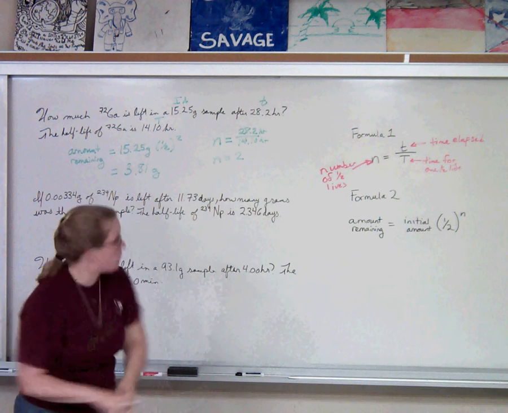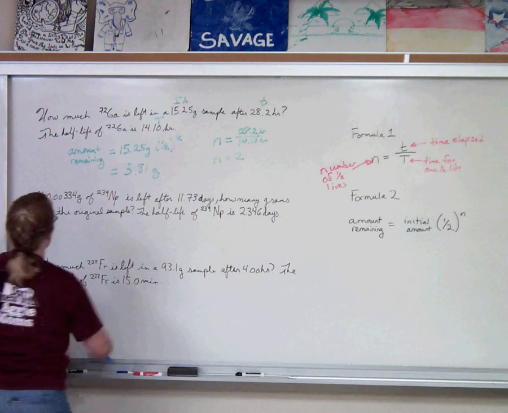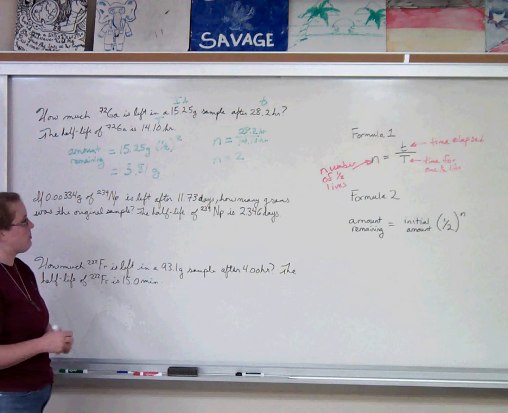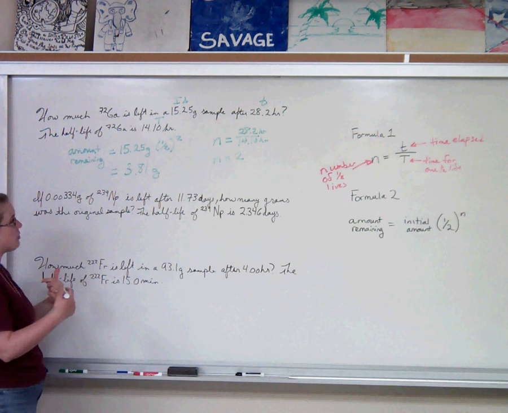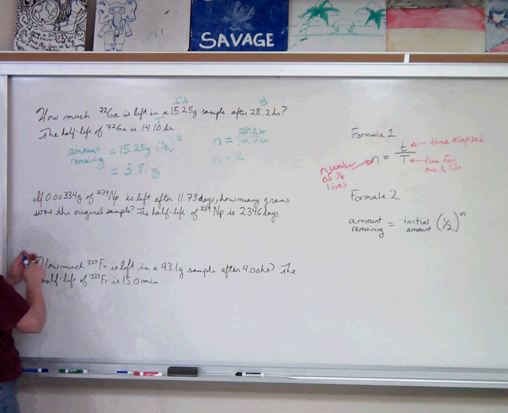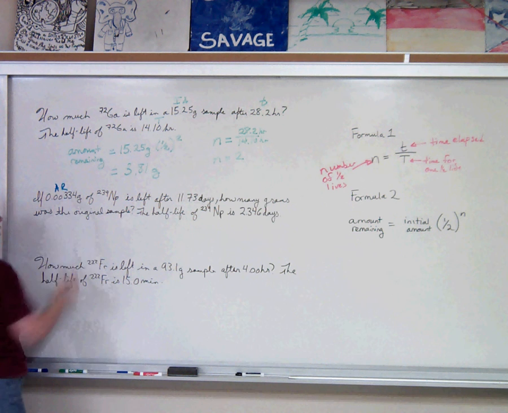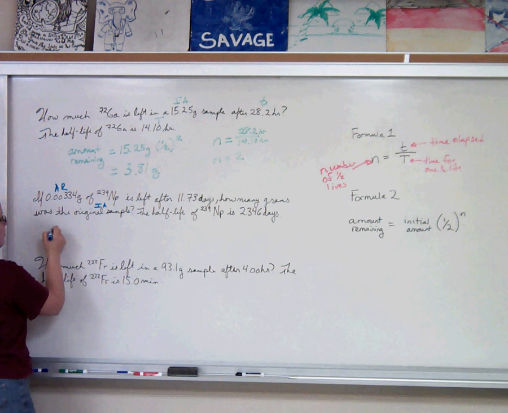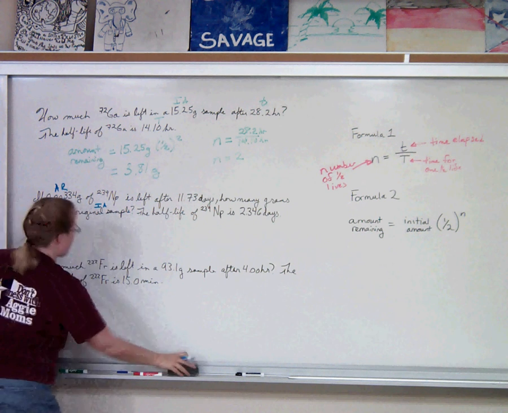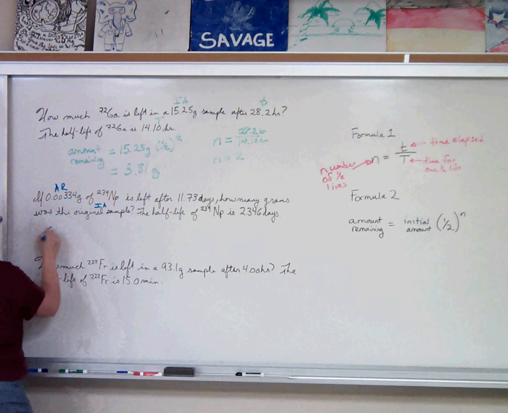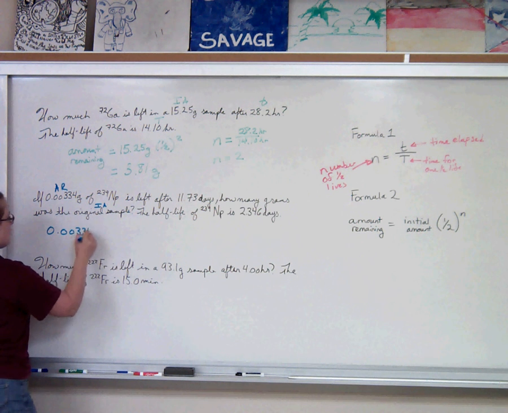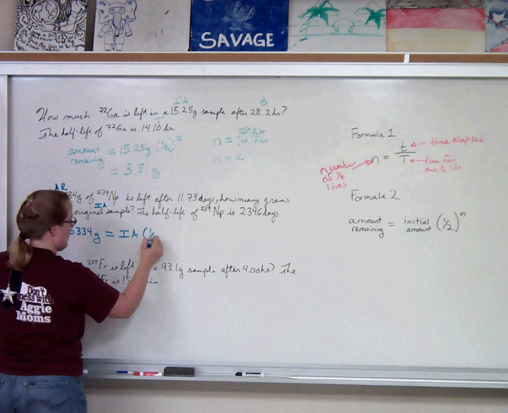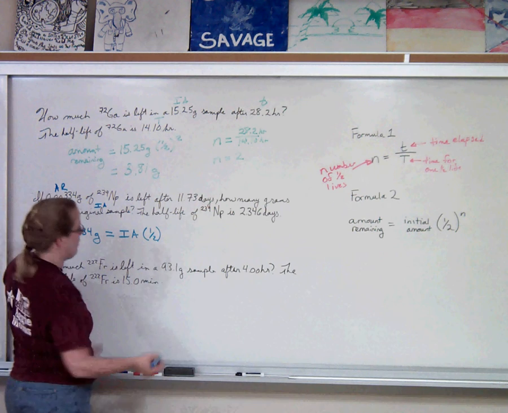All right, next one. If this many grams of neptunium is left after 11.73 days, how many grams was in the original sample? So this time, we know our amount remaining, and we want to know our initial amount. So therefore, our amount remaining equals our initial amount, which we don't know, times 1/2 raised to the N. So let's figure out what N will be.